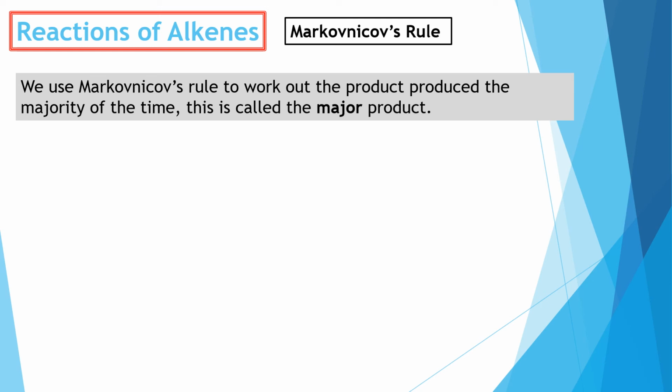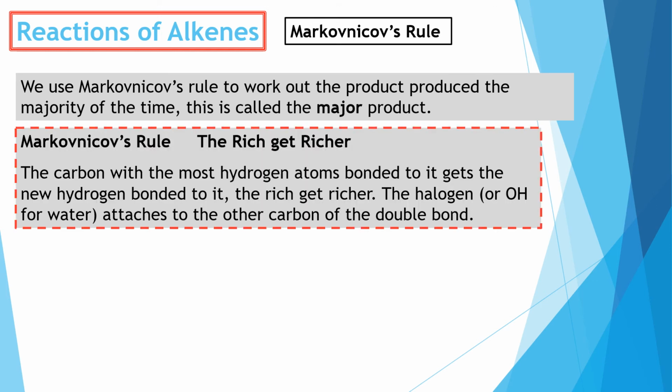Now, Markovnikov had a rule for us to remember which one is going to be the major product. He made this little statement that said the rich get richer. What he was implying is people who have money get more money. In this case, the money is the hydrogens. So the carbon that has the most hydrogens directly bonded to it gets the new hydrogen bonded to it. It's rich, it gets richer. The halogen attaches to the other carbon.